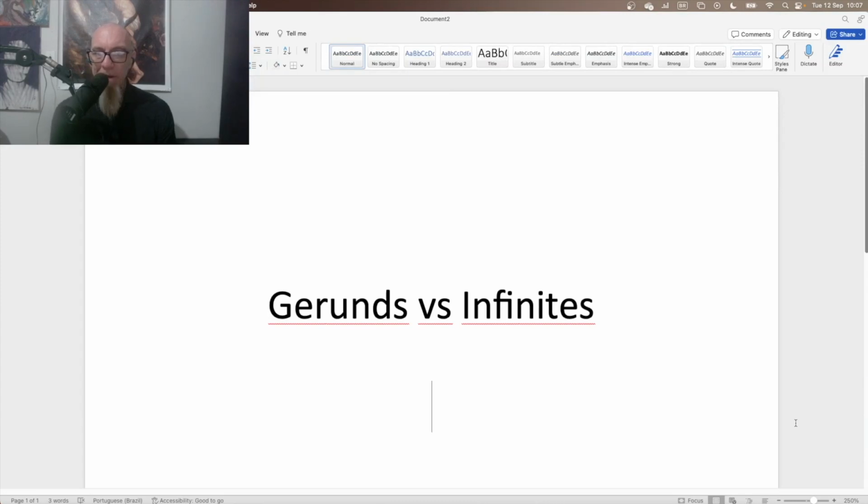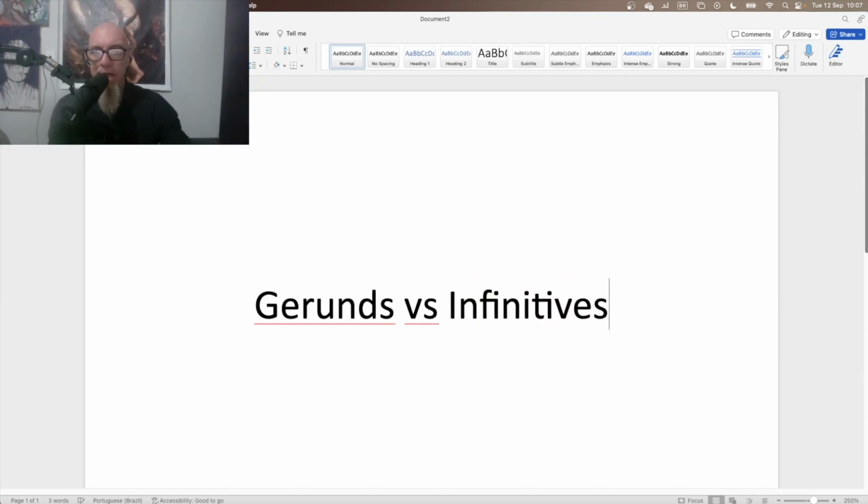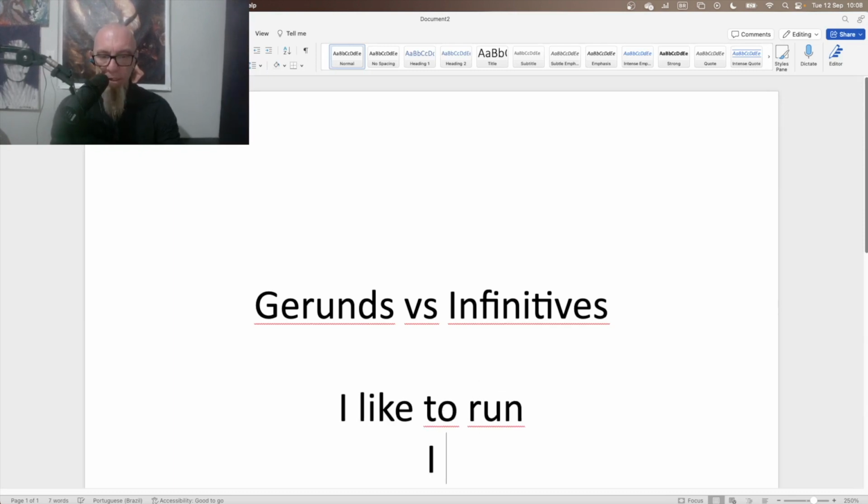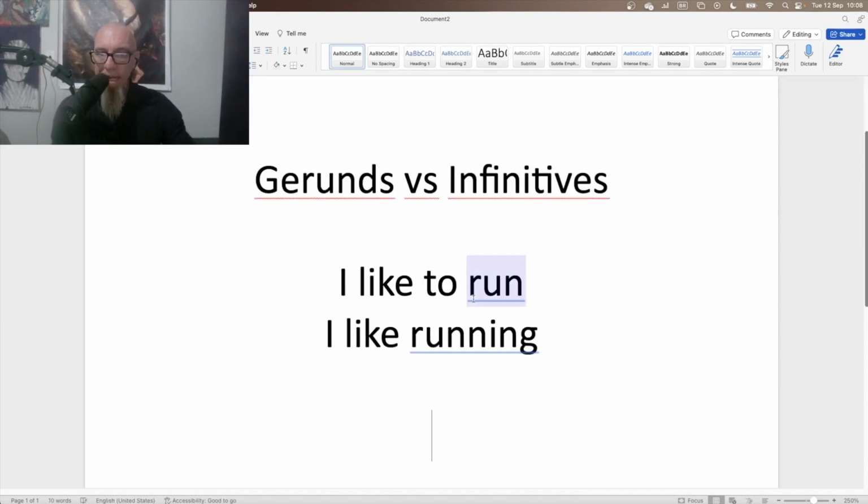Okay, very quickly, let's look at the difference between gerunds and infinitives. If I look at this sentence here, for example, I like to run and I like running. First of all, in this sentence, let's ask a question. How many verbs are in this sentence?